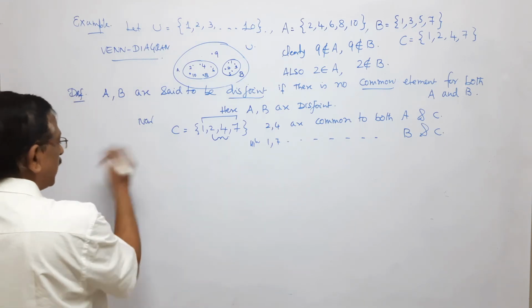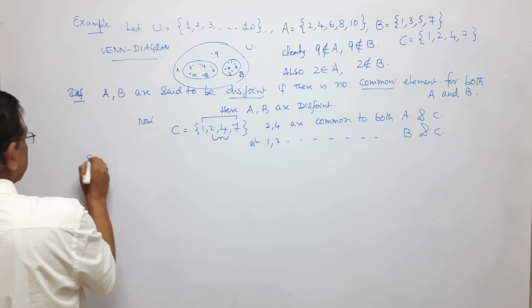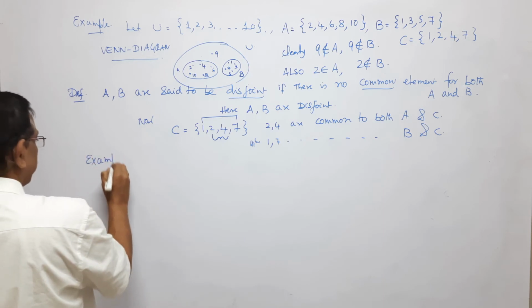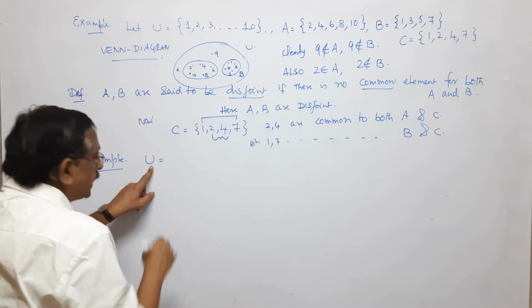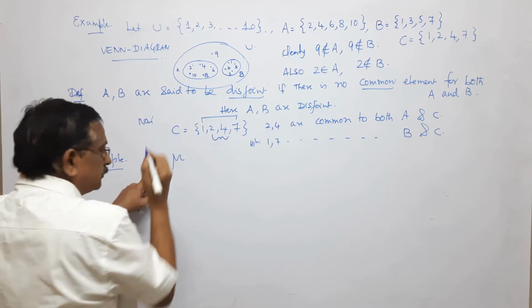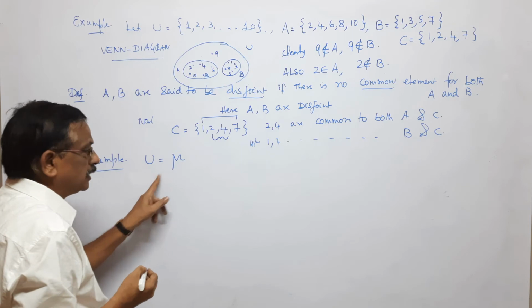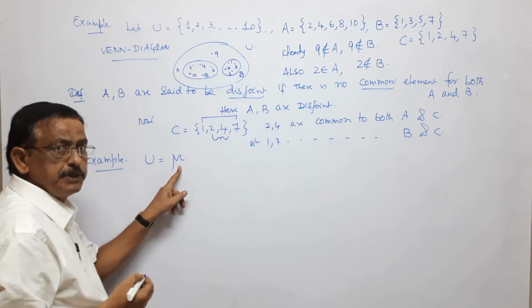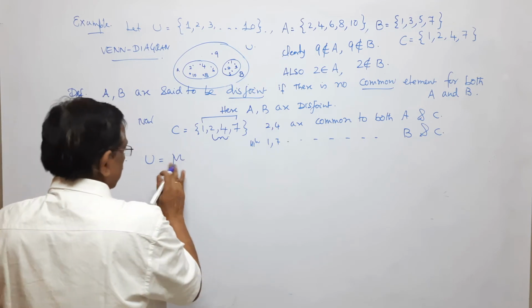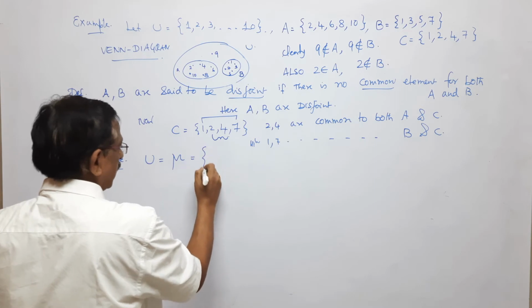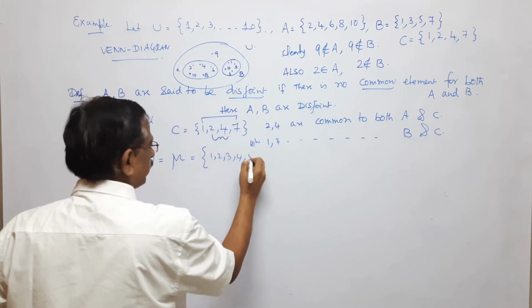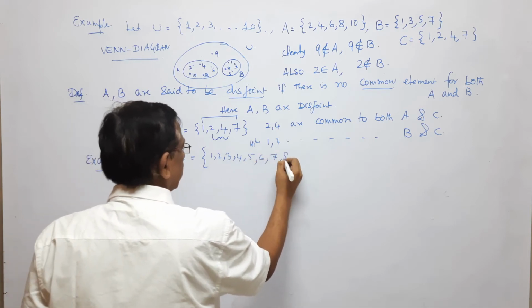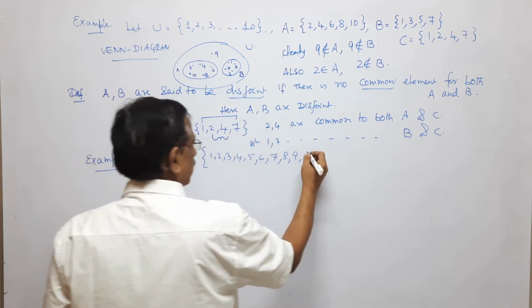Now, let me look at one more example on U. U is the universal set. We also write mu for U. Both are acceptable. This is U, this is mu. Or simply you can write it like this: 1, 2, 3, 4, 5, 6, 7, 8, 9, 10.